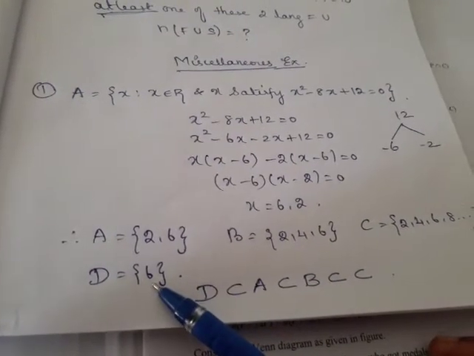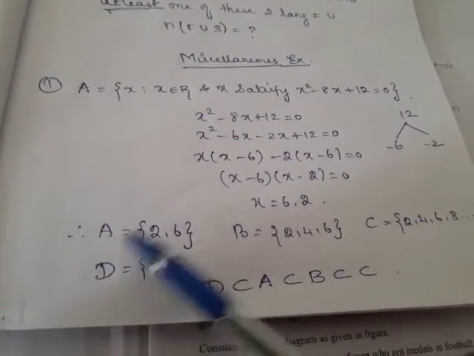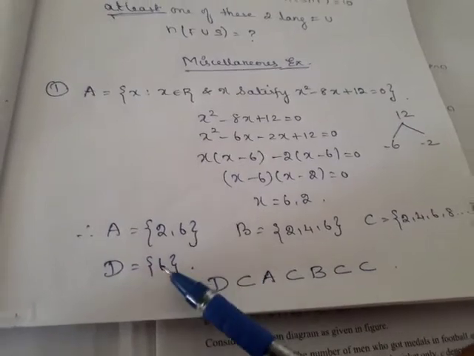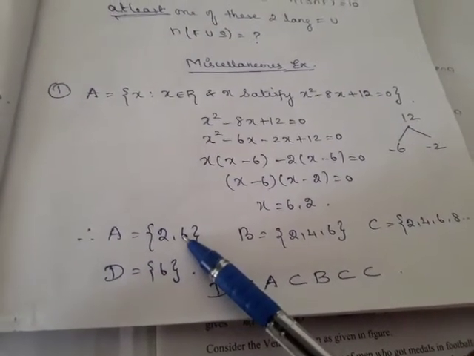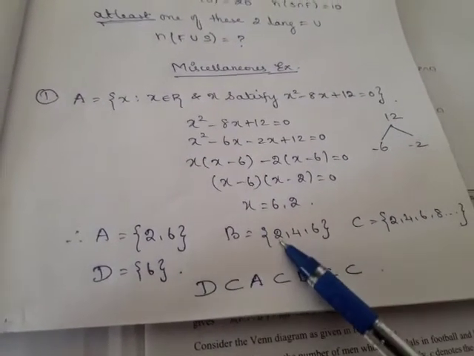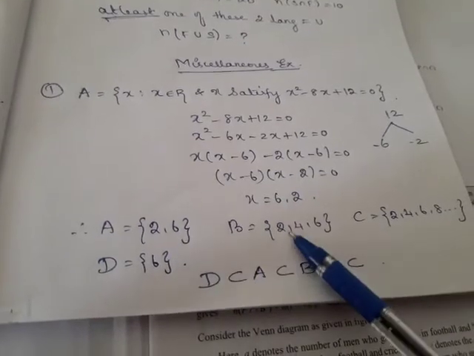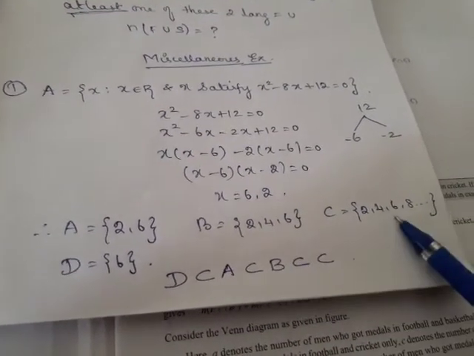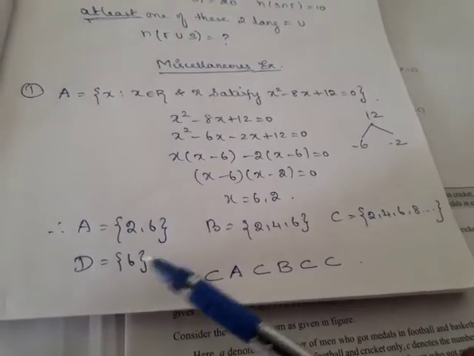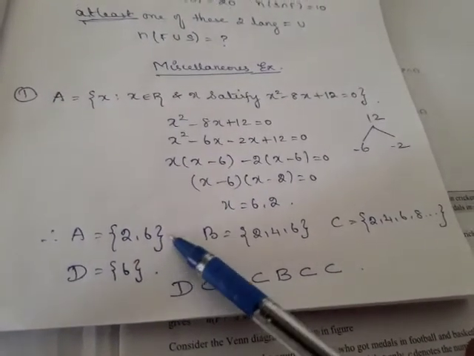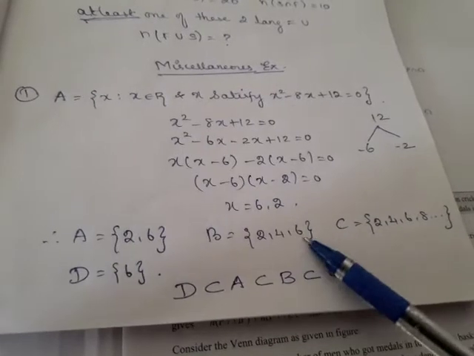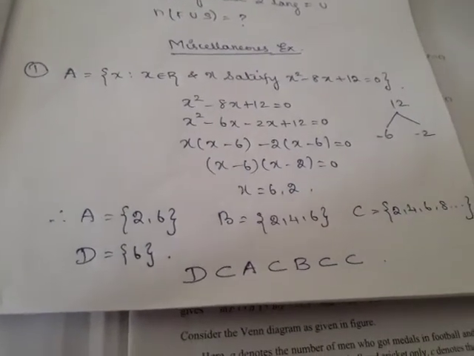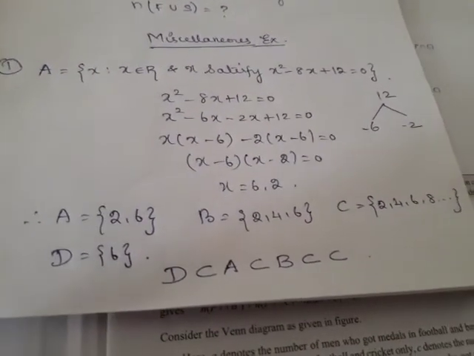D has only the element 6, whereas A has the elements 2 and 6. So D is a subset of A. And A is a subset of B, because 2 and 6 are available in the set B, where 2, 4, 6 all the three elements are available in set C. So I can say D is a subset of A is a subset of B, and B is a subset of C. This is the general relation.